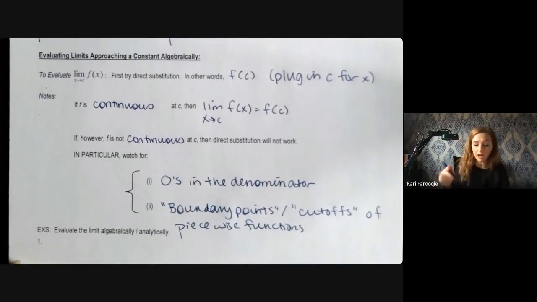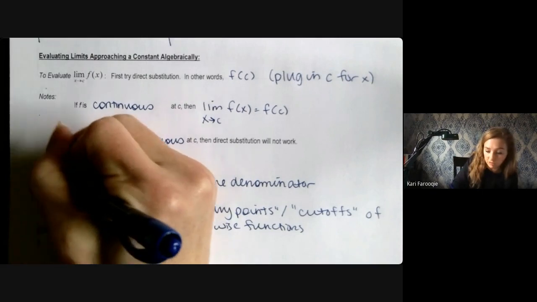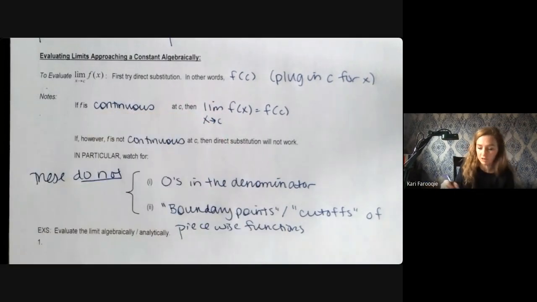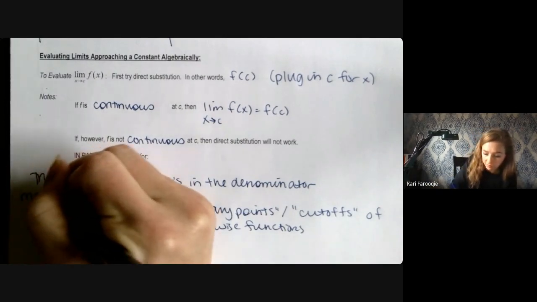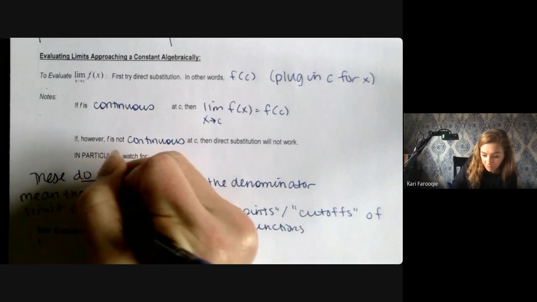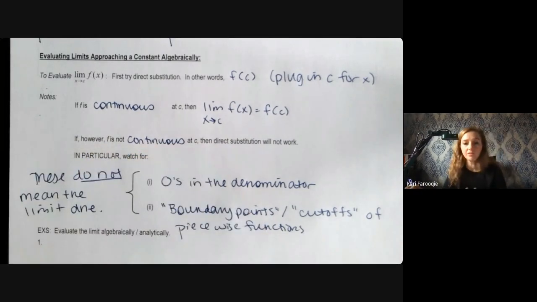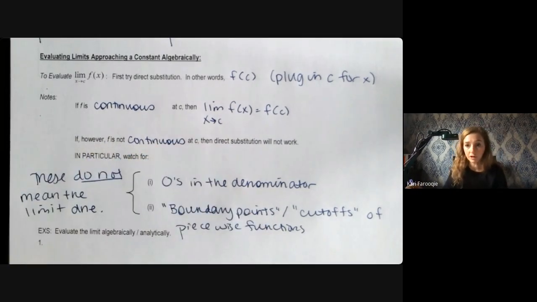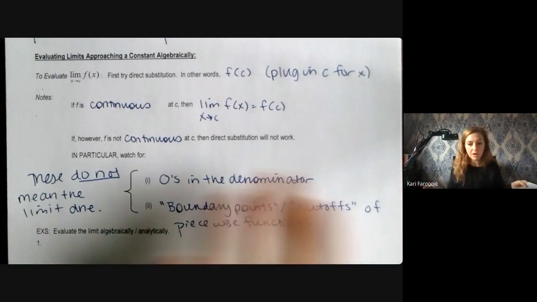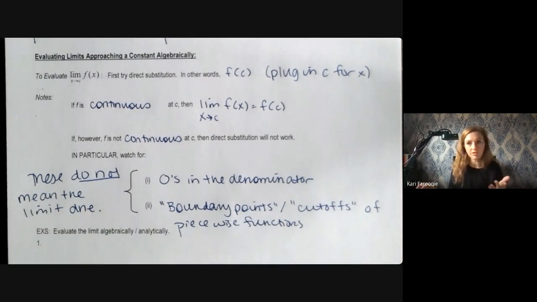Now, these do not mean the limit does not exist. I mean, it's possible, but that's not a given. It just means you're going to have to find another method of figuring out the limit if you can't use direct substitution. So this is just a method that we're going to use to evaluate limits algebraically.